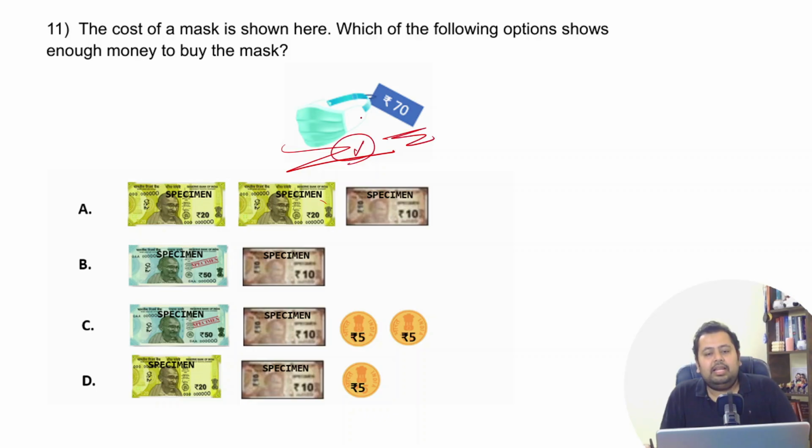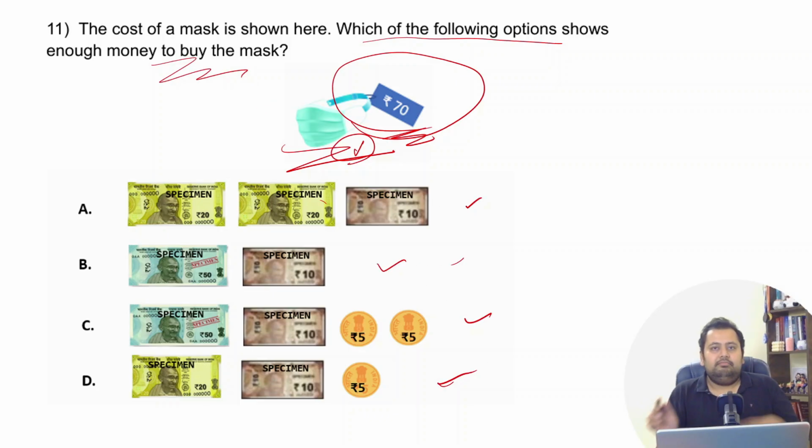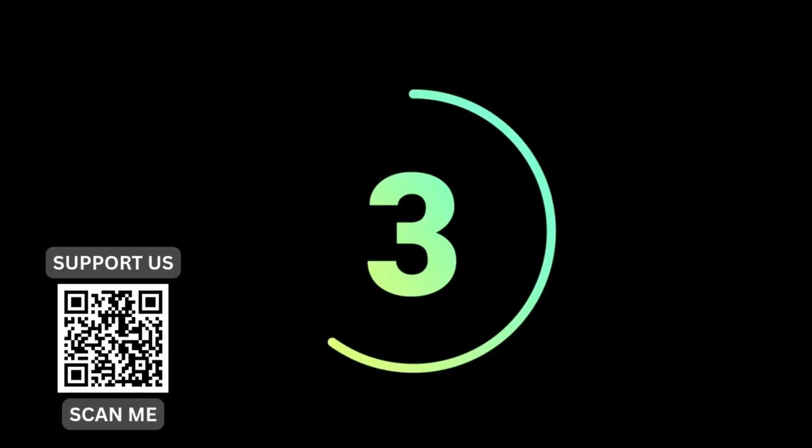It costs some money, whatever it is, you have to find out. And which of the following options has enough money to buy the mask? In these options, in which option do you see that there is enough money to actually buy that mask? Pause the video, solve it, and then go to the solution.